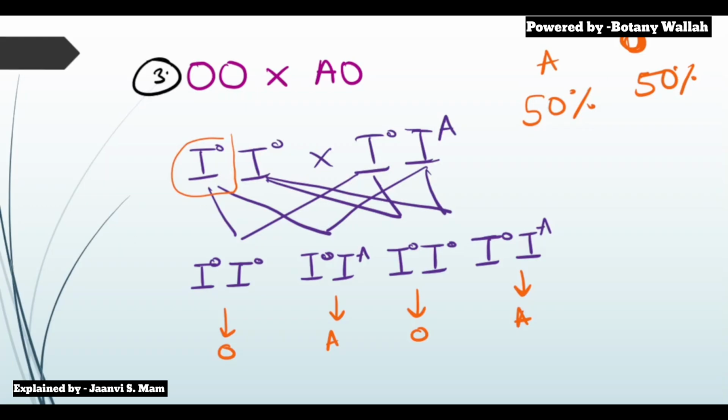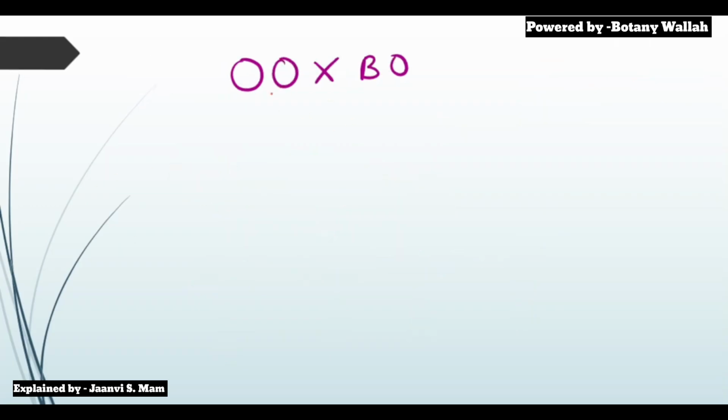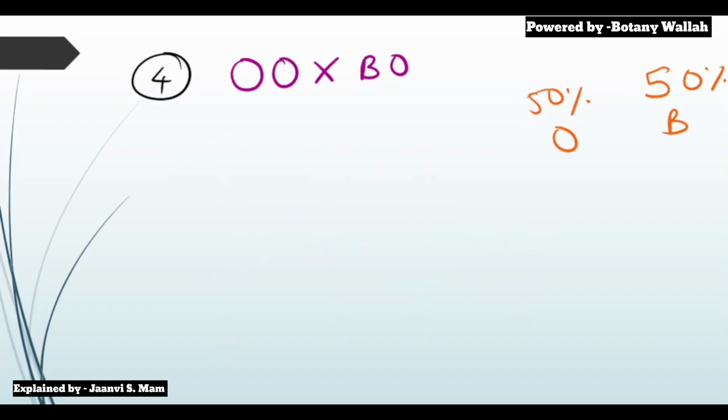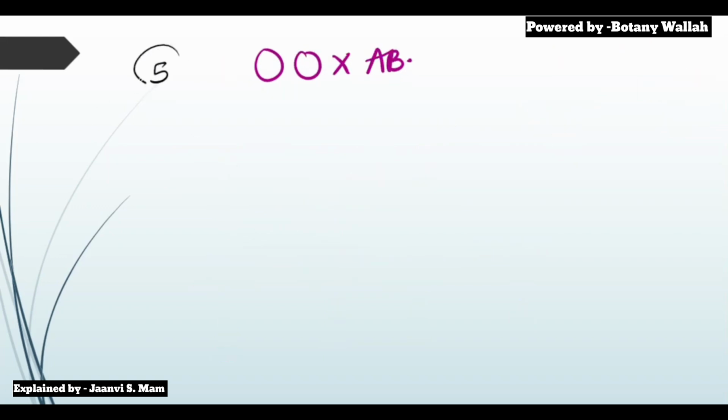Okay. So next question, again same for this, you will get 50% blood group as O and 50% blood group as B. If you want to solve, you can solve the same way which I had done here. I will move towards the next question, the fifth question. Okay, what you have to do? You have to do the same. You can write I naught and so on, like this, and solve.